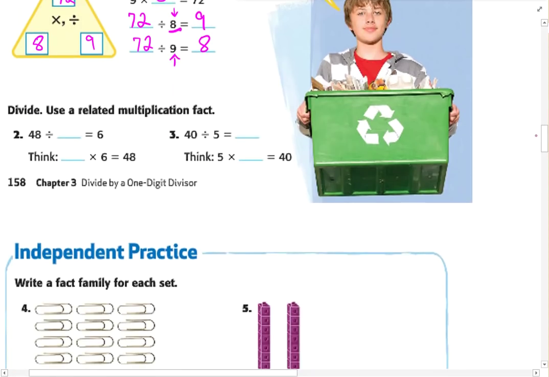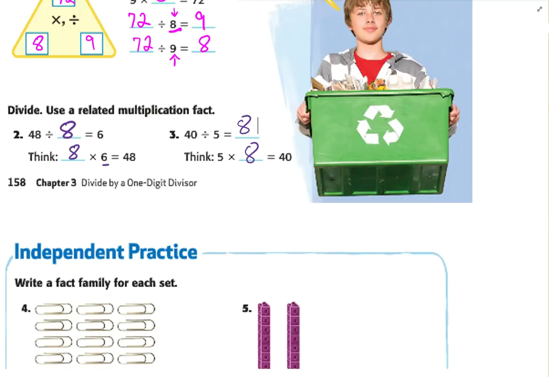So let's now look at our other fact family here, 48. We can first think of 48 divided by what equals 6? We can also think of it as 8 times 6 is 48. So 48 divided by 8 is... oh, I'm sorry, 48 divided by 8 is 6. For 40 and 5, well, what times 5 equals 40? 8. So 40 divided by 5 is 8.